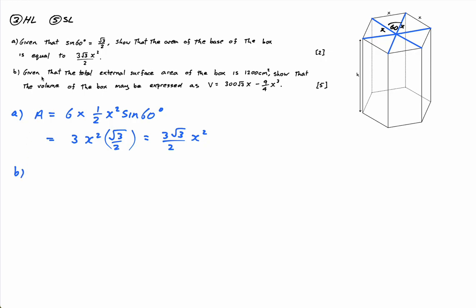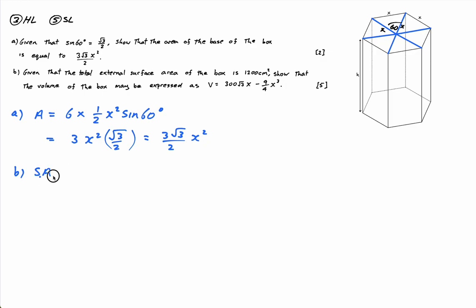This one's hard. It says, given that the total external surface area of the box is 1200 centimeters squared, show that the volume of the box may be expressed as V equals this. Okay, so it is hard, but I have seen this type of question before. They give you either the surface area or the volume, and then they ask you to express the other one just in terms of one variable, and then most likely we'll differentiate it in the next parts of the question. Anyway, to do it, let's first get the surface area and then the volume in terms of x and h.